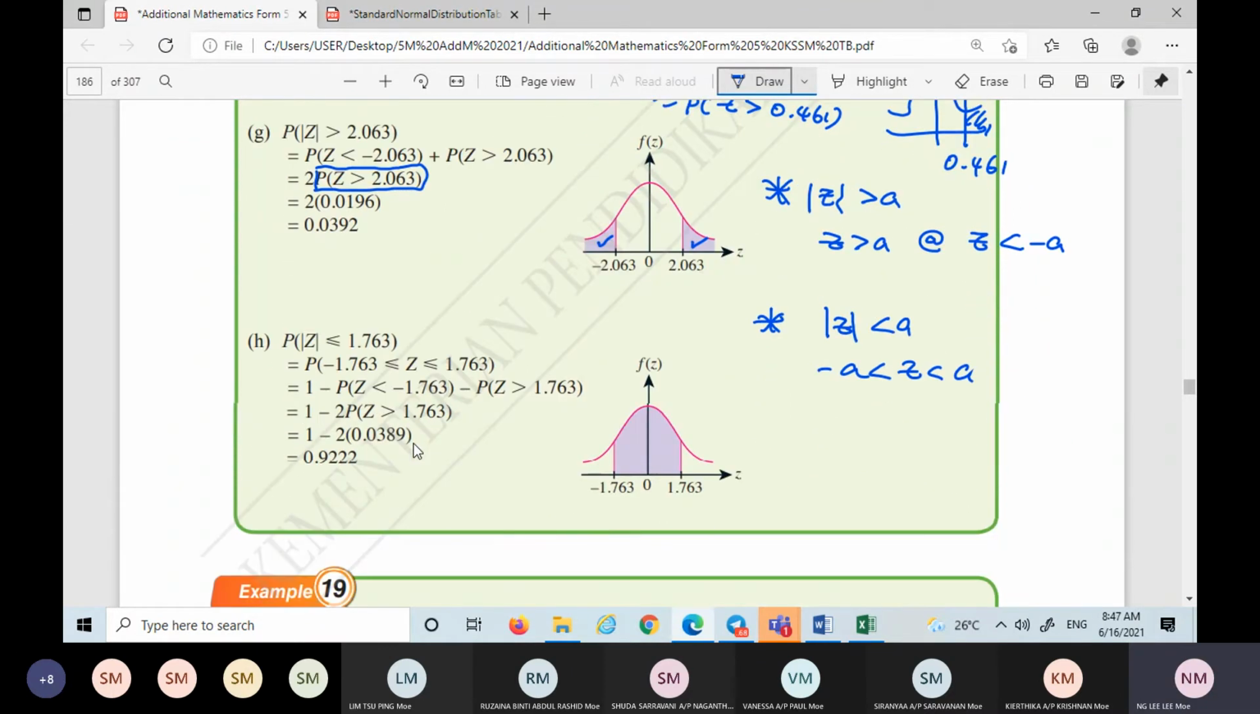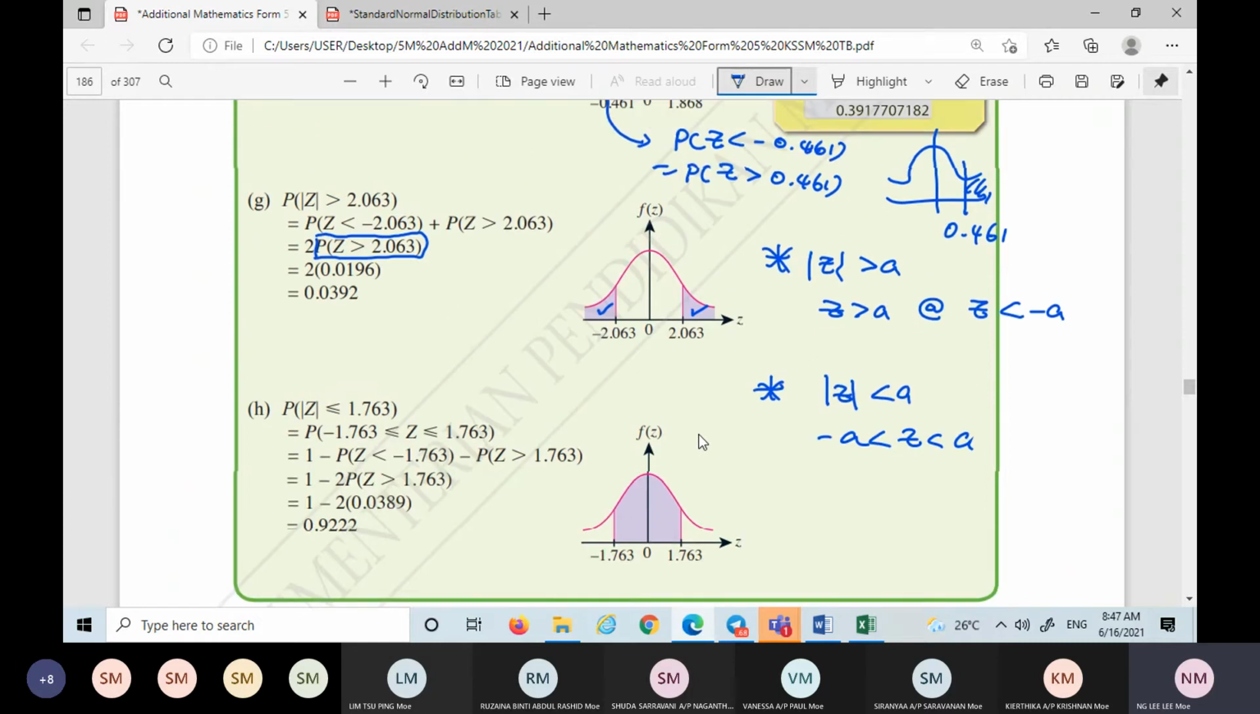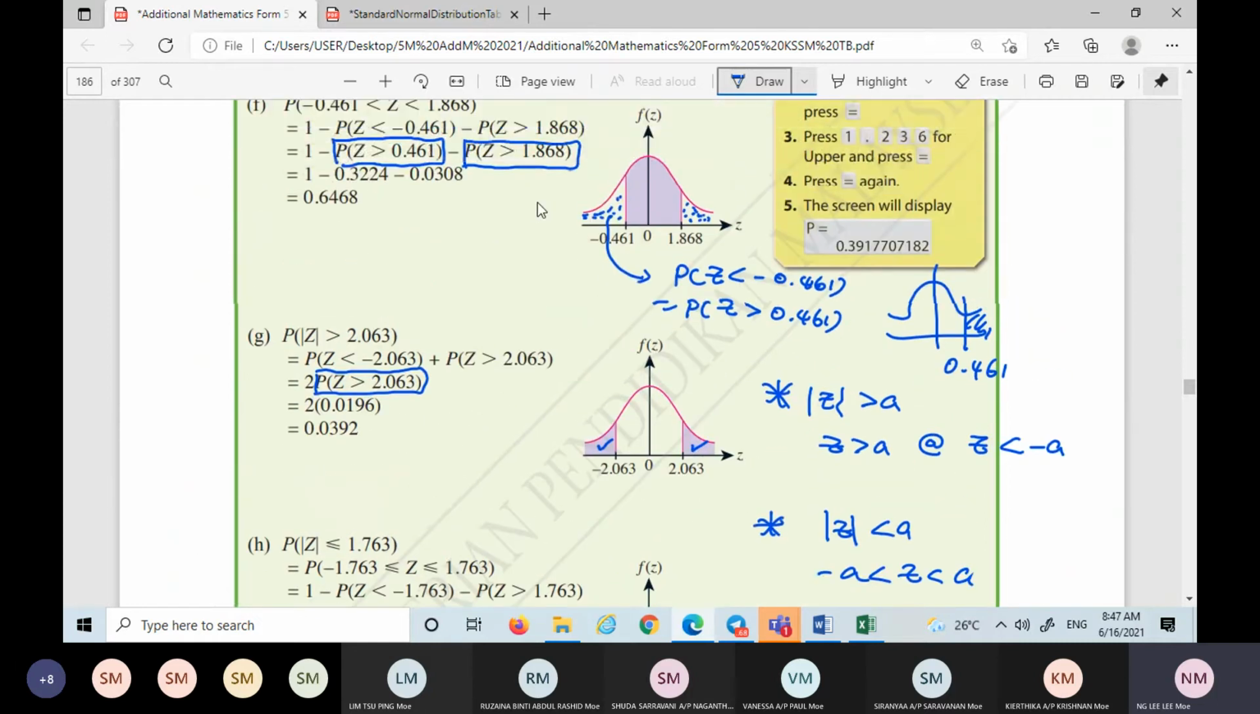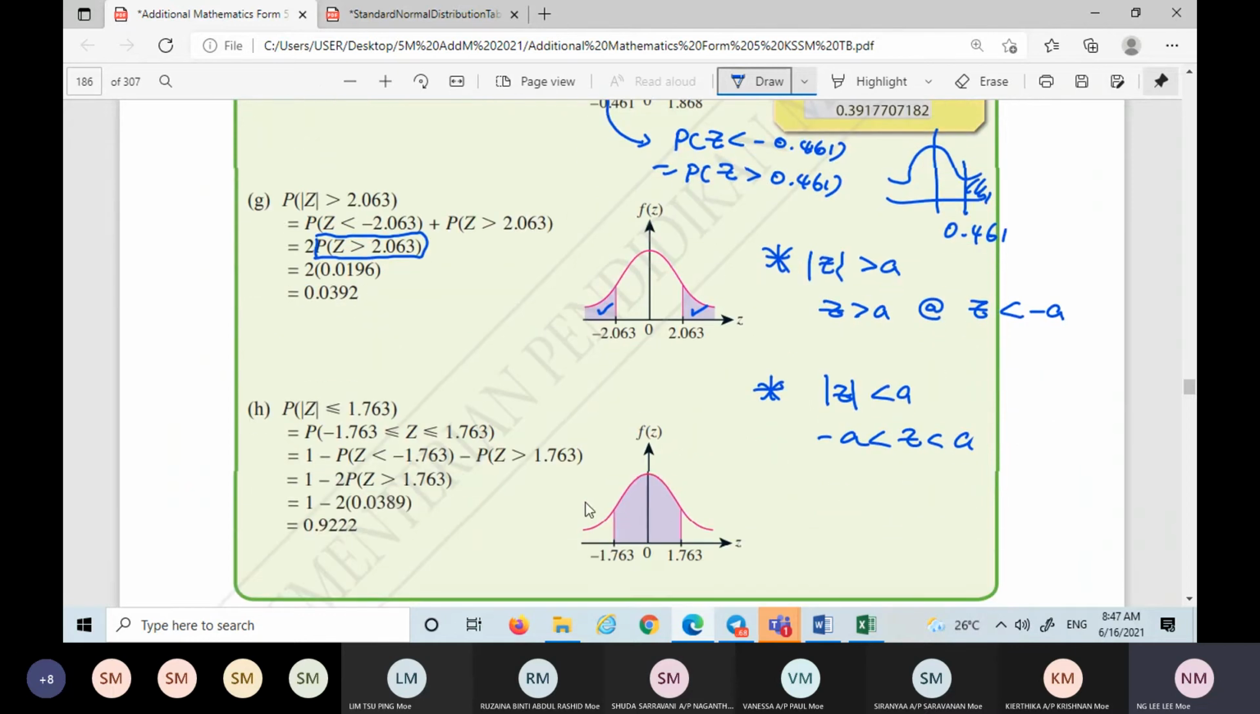Answer ready? Okay, this is quite similar to this one, the F. So you use 1 minus these 2 portions, but for this, because these 2 portions, the dot dot dot one, are the same size, you can double up. So you just use 1 minus 2 times this one, which you read from the table.